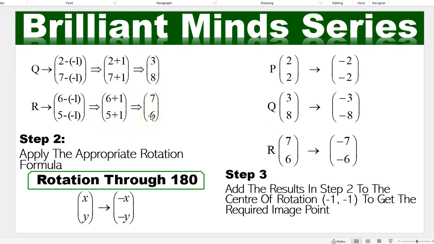Step 2, we are going to apply the appropriate rotation formula. According to the question, we are given 180 degrees, and therefore the formula is (x, y) maps to (negative x, negative y). So point P, 2, 2 now becomes negative 2, negative 2. Q, which was 3, 8, becomes negative 3, negative 8. And R, 7, 6 becomes negative 7, negative 6. Step 3, we are going to add the result in step 2 to the center of rotation, which is negative 1, negative 1, to get the required image point.